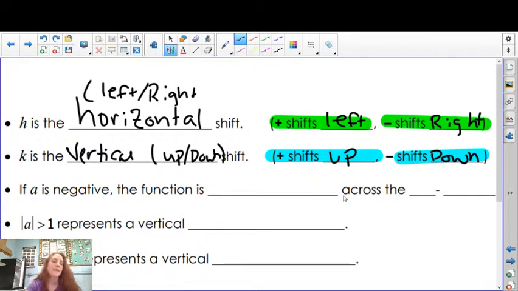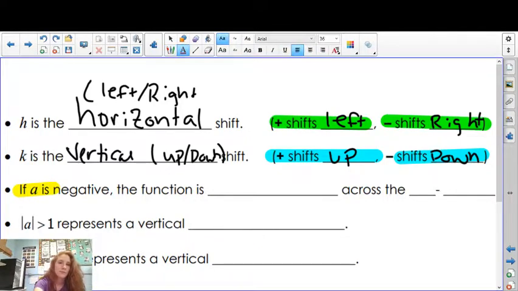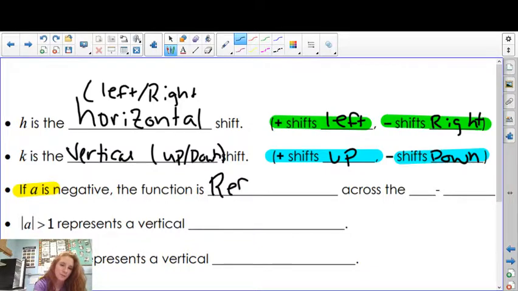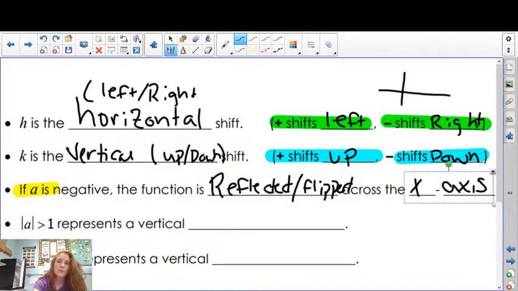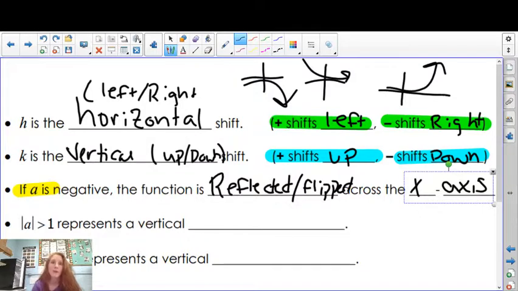If A is negative, remember he's just a multiplier, then the function is reflected or flipped across the x-axis. So for example, we've seen most of them going up this way, or we've seen them going down this way. Now they're going to be completely flipped and going all the way down. So that's what I mean by flipped.